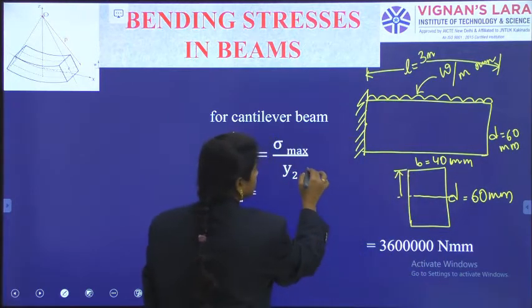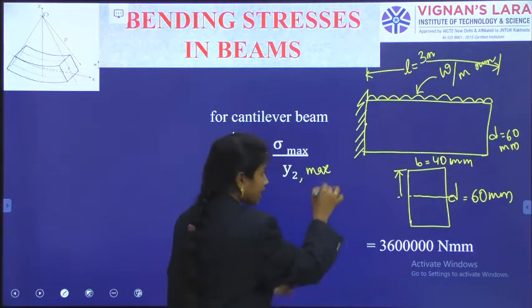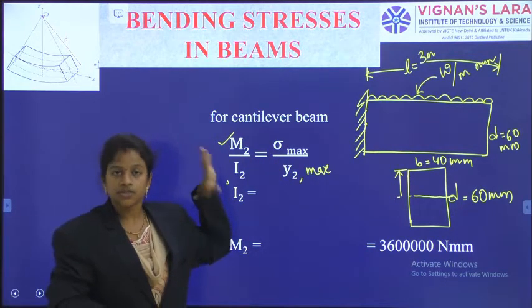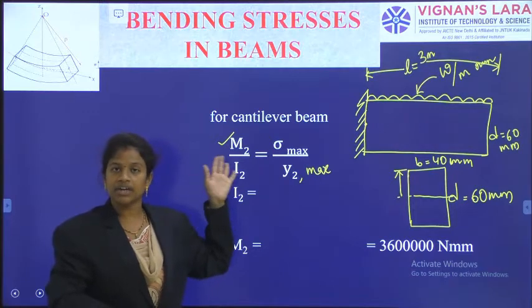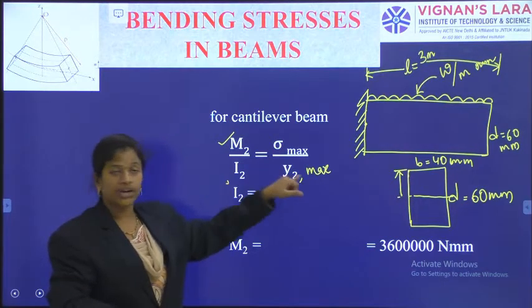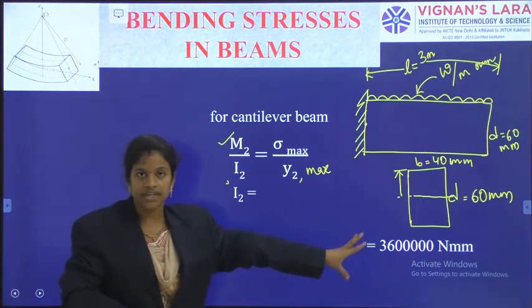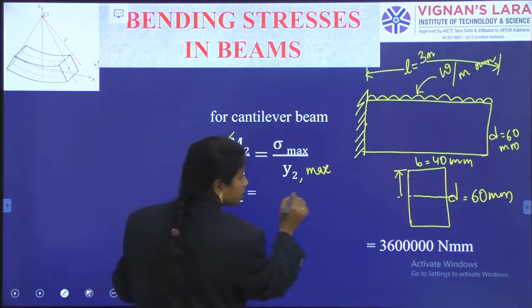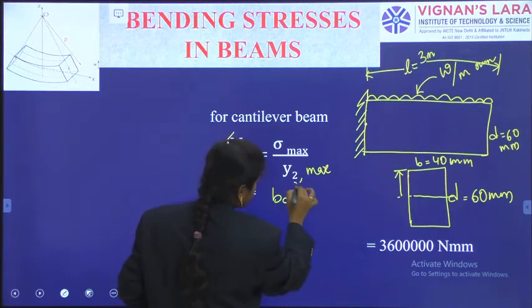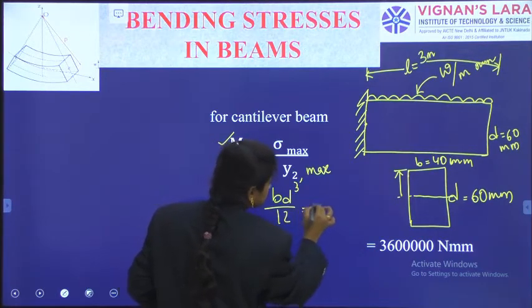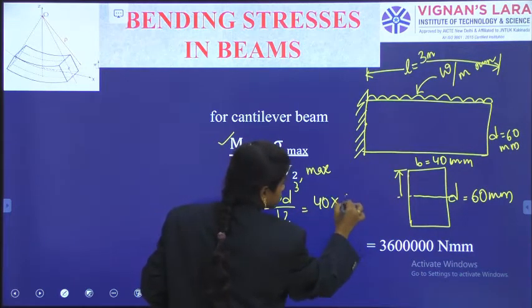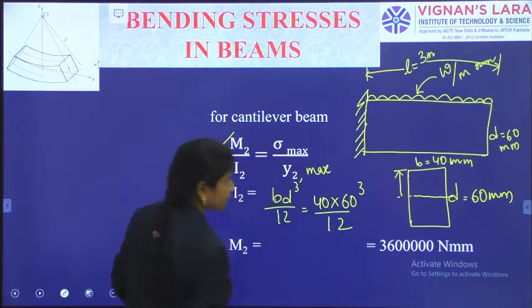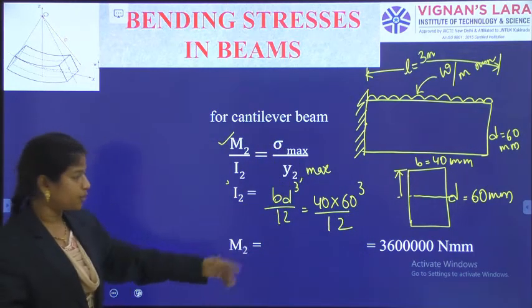Or you can write the corresponding Y2 max. Why I have given Y2 is because in the previous step we have got one more section. So there I have given I1, Y1. Here I have given I2 and Y2, the corresponding section's moment of inertia and depth. This one, I is equal to B d cube divided by 12, is equal to 40 into 60 cube divided by 12. So that one is B d cube by 12.